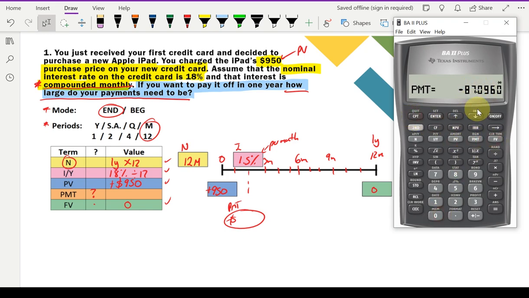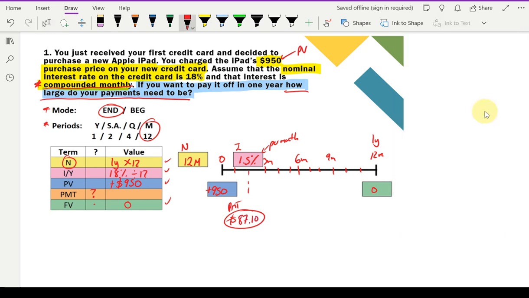So it's going to be $87.10. That's how much times 12, right? We're going to make this payment times 12. That's how much our payment needs to be for us to actually pay down this credit card, assuming we made no other purchases, right? It would take us a year to pay that down.